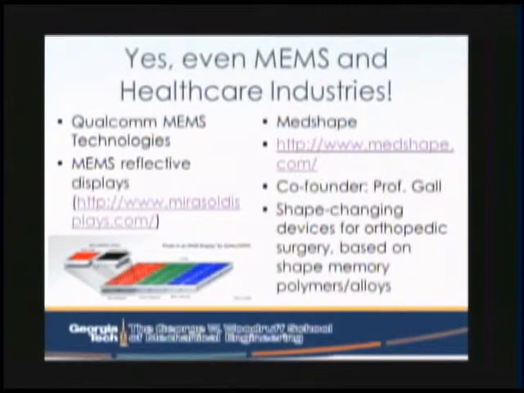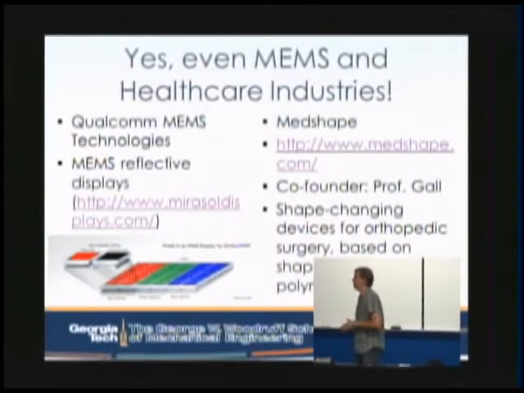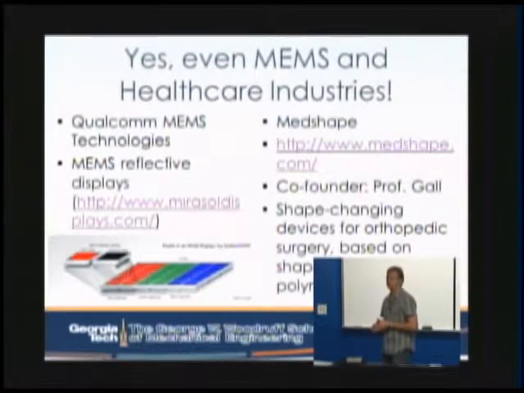And the other example I'm giving is a startup company, MedShape, co-founded by my colleague, Professor Ken Gall. In that startup company, they developed shape-changing devices for orthopedic surgery based on shape memory materials. And I think it's a great example of where understanding the mechanical properties of materials, in that case, shape memory properties, really led to the creation of a successful startup company.